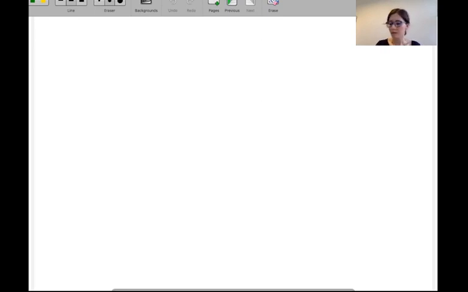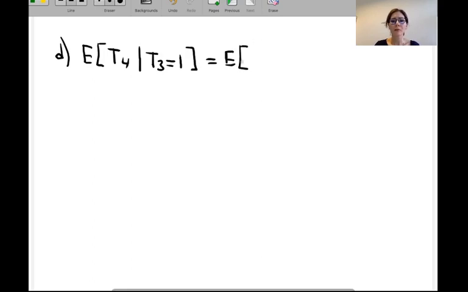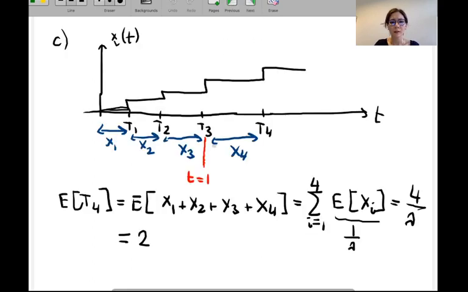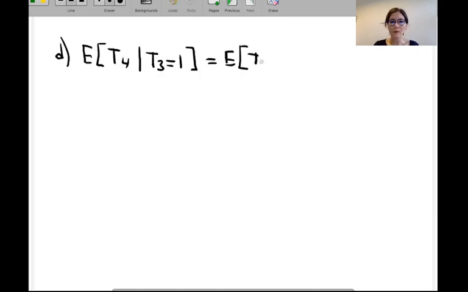Let's write this as: we're asked to find the expectation of T4, the fourth arrival time, given that the third arrival time is equal to 1. So the fourth arrival time can be written as T3 plus X4, right? So this is going to be T3 plus X4, now conditioning on the event that T3 is equal to 1. But then I could just plug in 1 in here, it's given. So expectation of 1 plus X4.